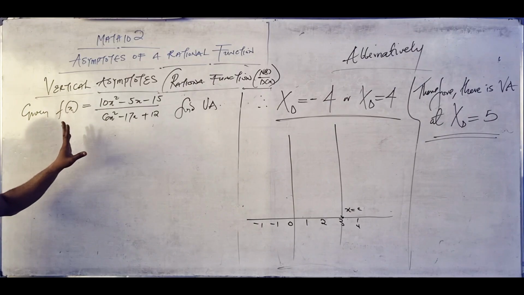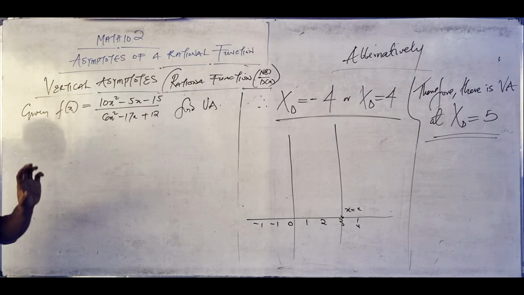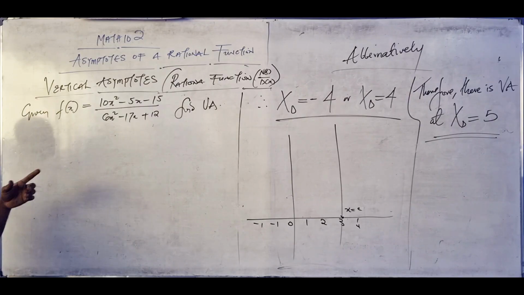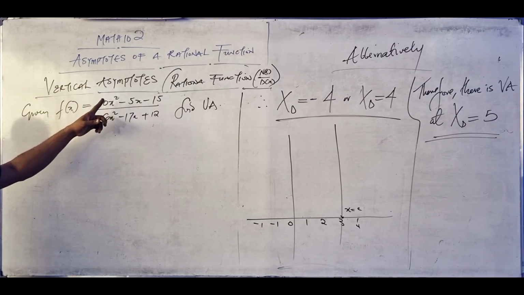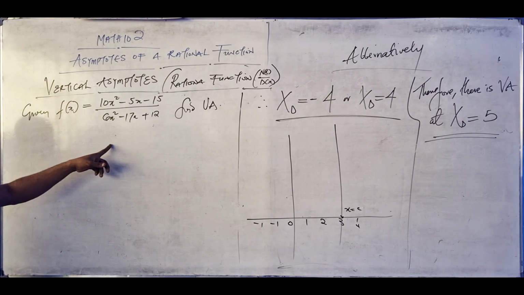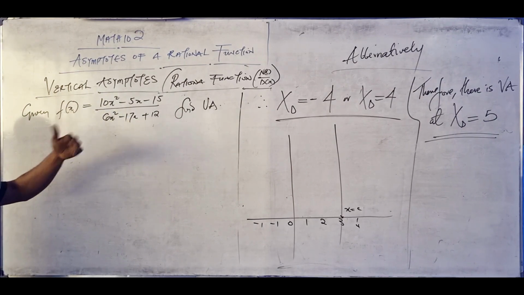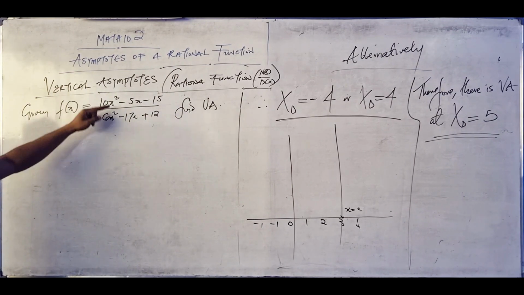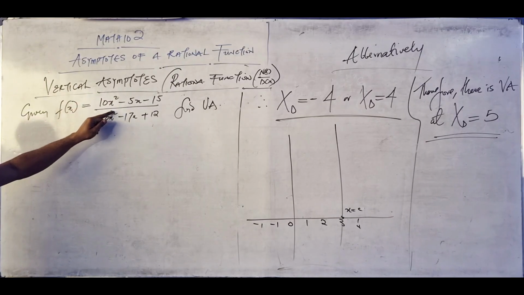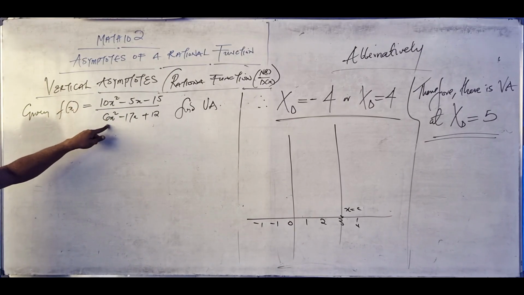But let me not go into that first. I'll give us another subheading called horizontal asymptotes. Why did I say it's 10 over 6? The degree of the numerator and the degree of the denominator are the same. The degree here is 2, and the degree here is 2. Degree means the highest power. The highest power here is 2, and here also 2. So divide 10 by 6. That will give us the horizontal asymptote.